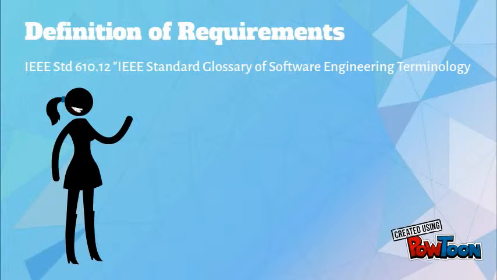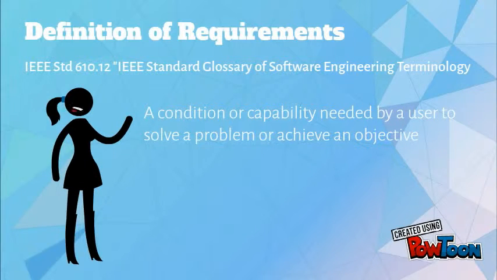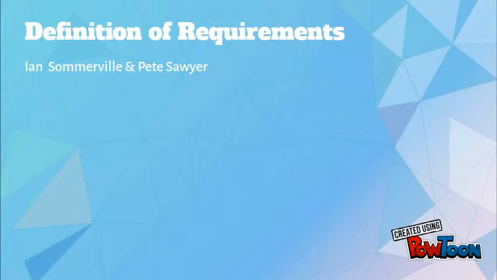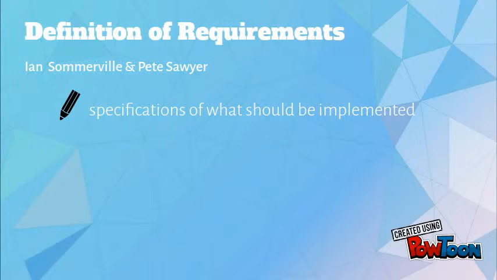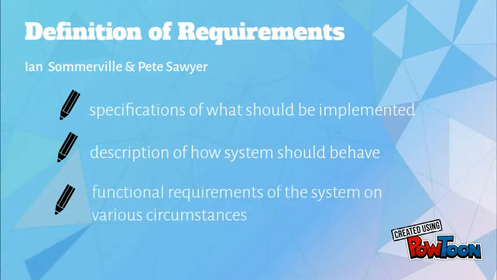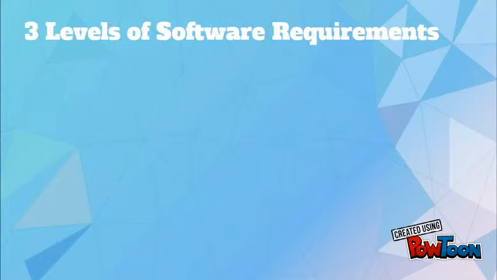Another definition, based on the IEEE standard glossary, is that it is also defined as a condition or capability needed by a user to solve a problem or achieve an objective. Lastly, it is also defined as a documented representation of a condition or capability. Another list of definitions of requirements would define it as the specification of what should be implemented, description of how systems should behave, functional requirements of the system on various circumstances, and lastly, it is known as the system property and attribute.